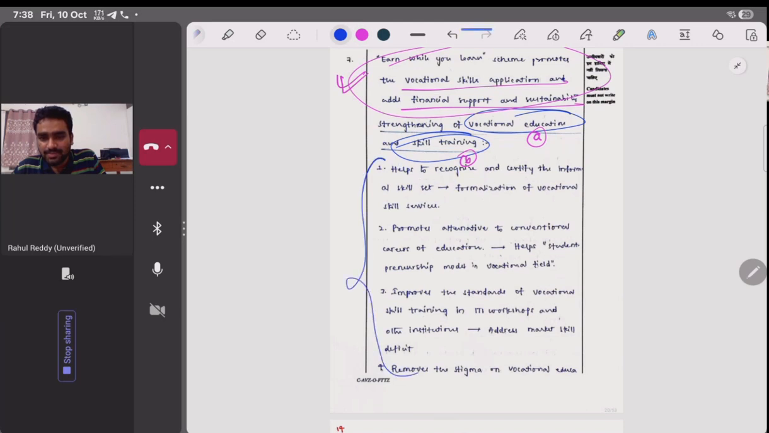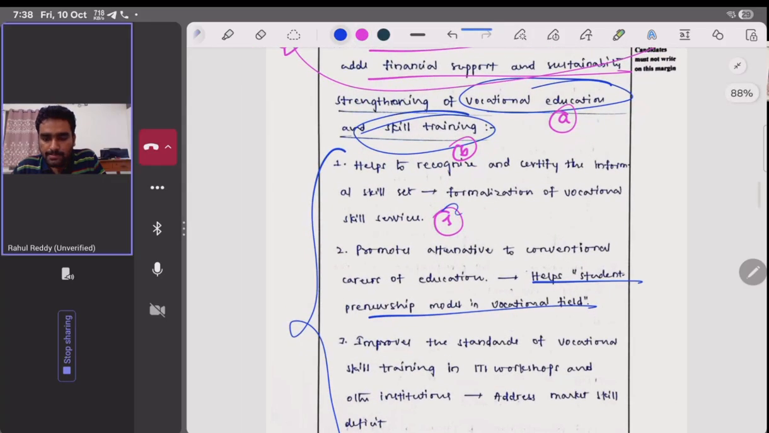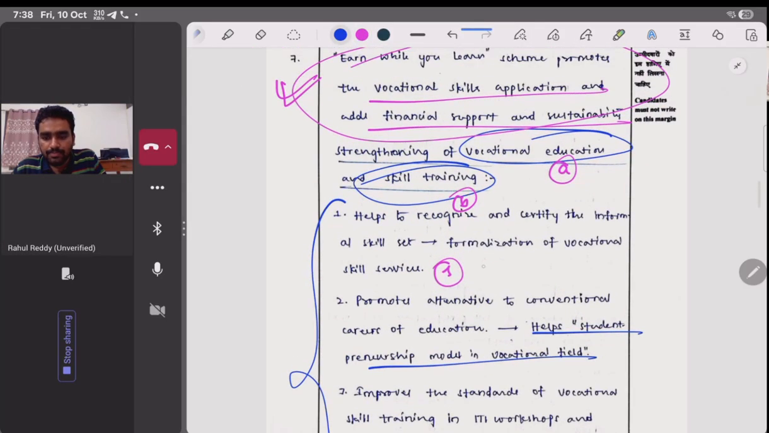Now here you have to mention some examples, right? Earn while you learn. For example, earn while you learn. For example, you are not remembering anything, but we can inculcate how 11th, 12th class students can be provided with many skills.